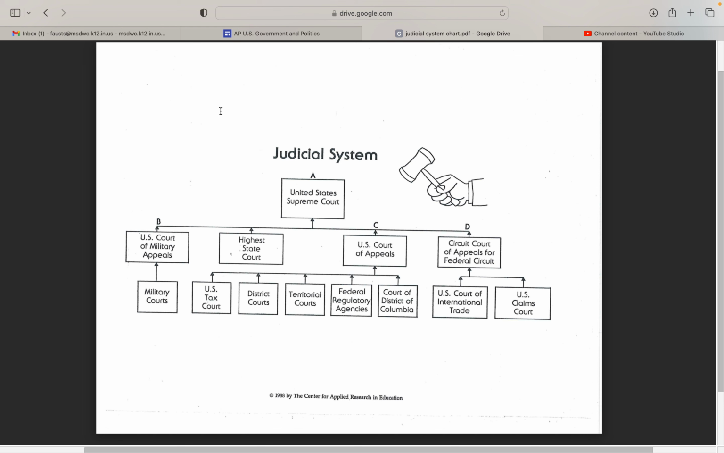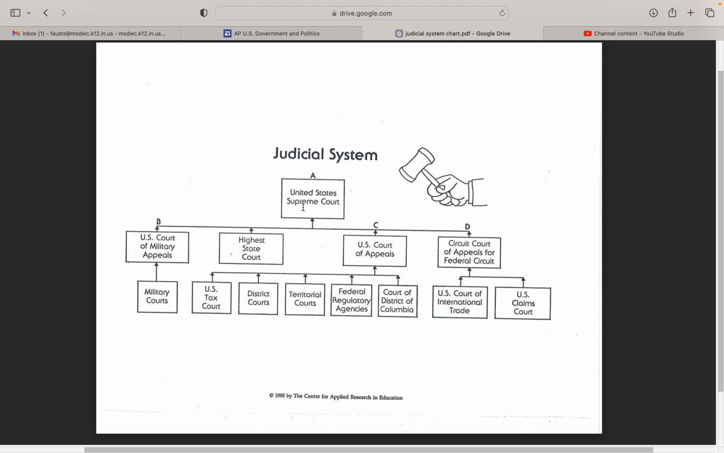We're going to look at the organizational chart of the judicial system. We have a dual court system, and that is the federal courts and the state courts. This is just the organizational chart for the federal court system, except for right here we have the highest state court, which is in Indiana. That would be your Indiana State Supreme Court. So we'll talk about that briefly.